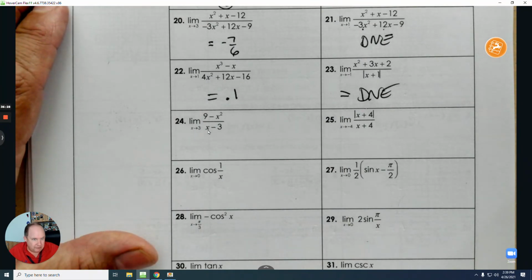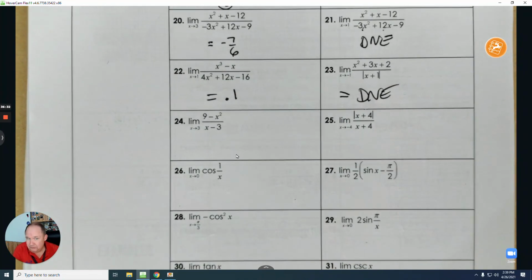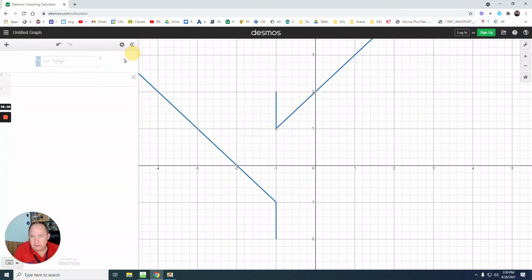If I plug 3 in, again, it's undefined. It's not continuous. So let's use a graph to be able to understand it. So 9 subtract x squared.